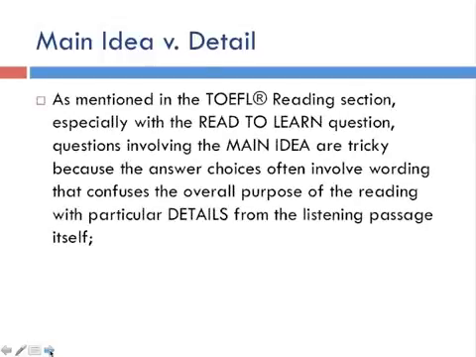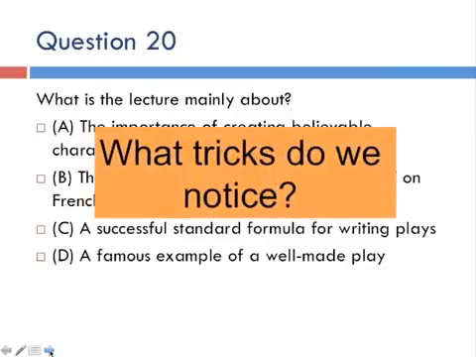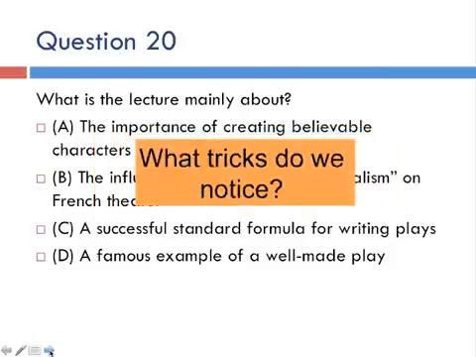Now, as we mentioned in the reading section, especially with the last type of question, the read to learn, questions involving main ideas are often tricky because the answer choices will involve wording that confuses the overall purpose of the reading with particular details you may hear. So the solution is to think about the answer choice that uses more expansive language instead of ones that just use specific ideas or details. That's often a trick. So as we look at this, let's see what tricks we can notice right away.